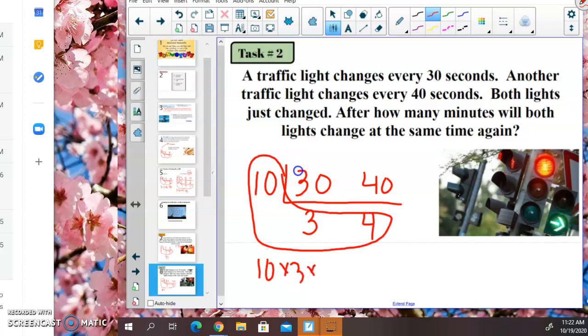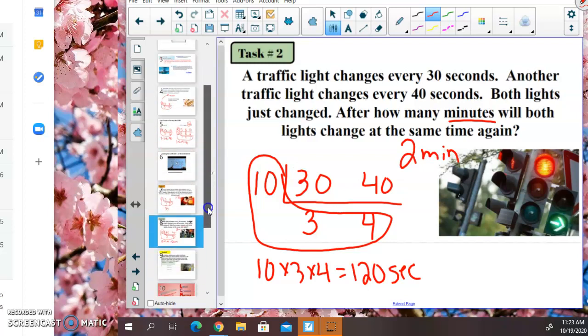10 times 3 times 4 gives me 120 seconds. The question asks me how many minutes. There are 60 seconds in a minute, so that would actually be 2 minutes. They will both change at the exact same time.